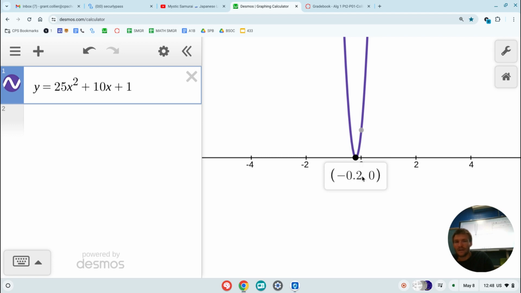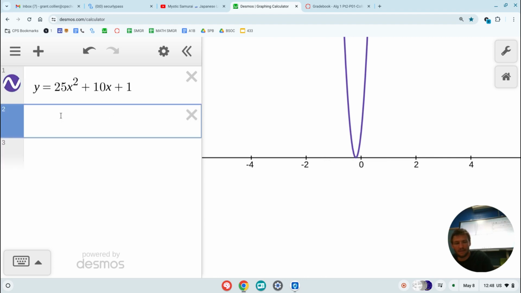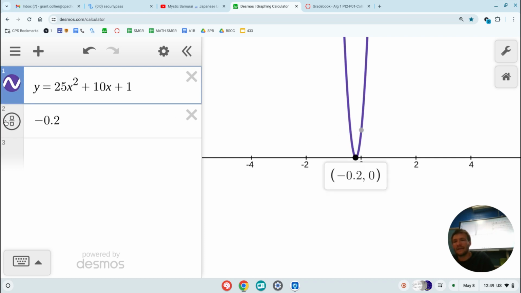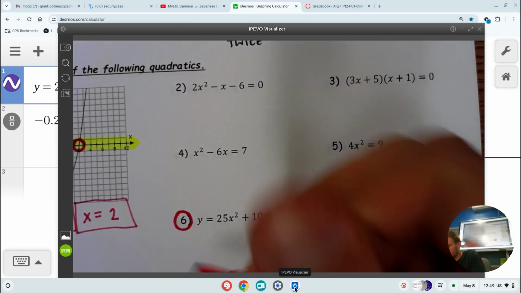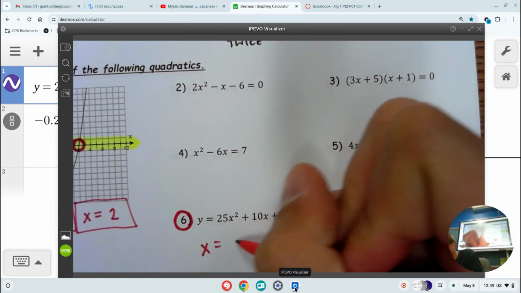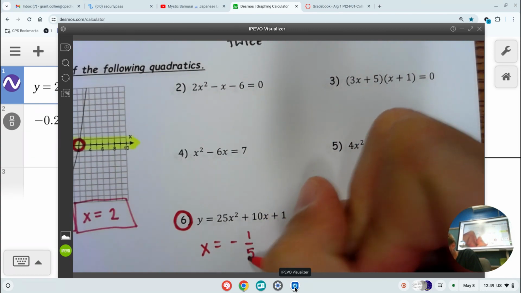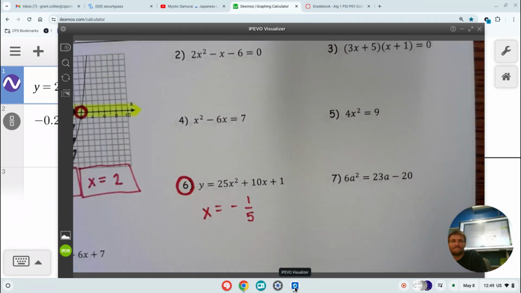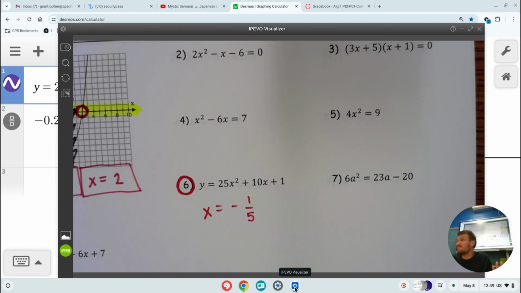Now that says -0.2, and we don't want decimals, we want fractions. In order to turn that into a fraction, you've got to come over here and just type it in, -0.2. Probably worth double checking that you typed it in right. Hit the fraction button, and I got -1/5. X equals -1/5. Now, that's the only answer.